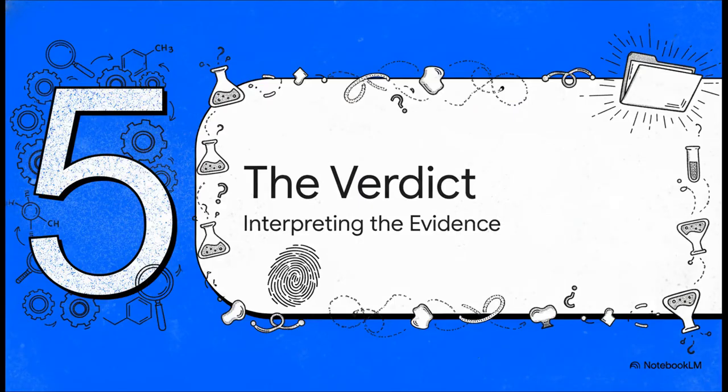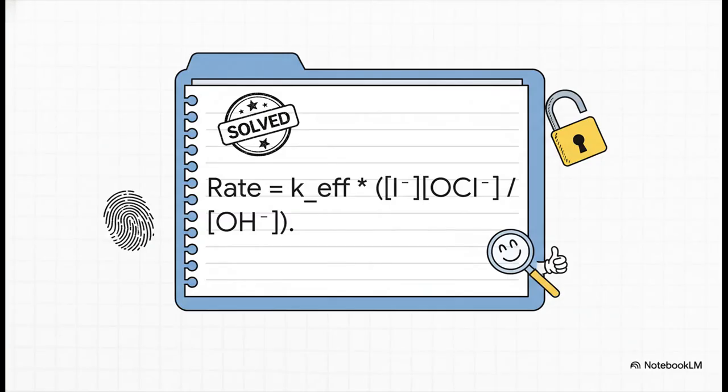So, after all that detective work, plugging one equation into another, getting rid of our secret accomplices, we finally cracked the code. It is time for the big reveal. And here it is, the final rate law. So what's it telling us? It says the reaction speed depends on the concentration of our reactants, iodide and hypochlorite, but, and this is the key part, it's inversely proportional to the concentration of hydroxide. Our whole theory, our three-step mechanism, has just given us a prediction that we can actually test.